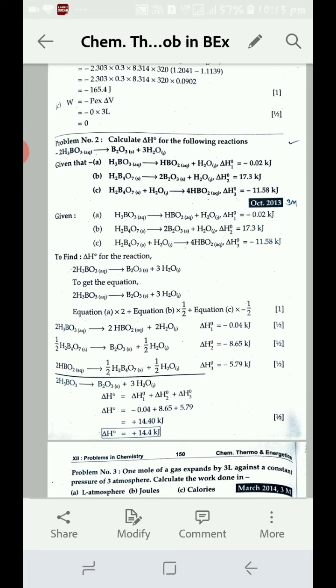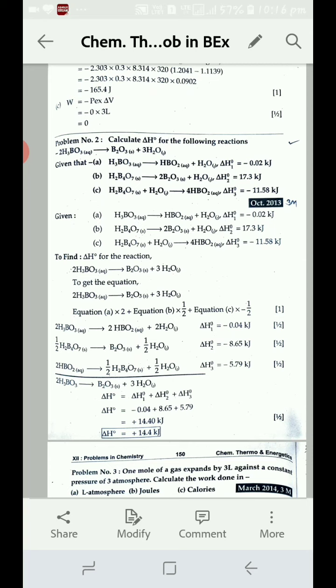You have to calculate the work done in the different units. But what are the given things? Number of moles is given, that is 1 mole. Gas expands, so work done is with a negative sign. Then volume is 3 liter and pressure is 3 atmosphere.